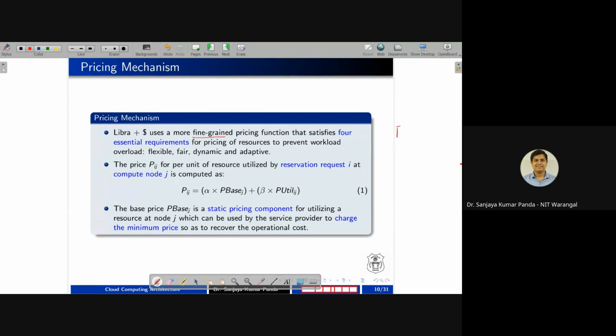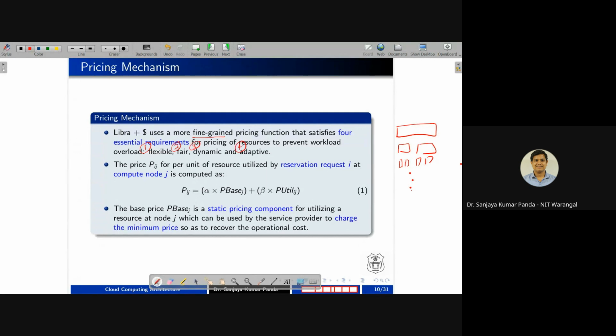Like I can decompose a particular component into two parts. Again, these two parts can be decomposed into another two parts, and so on, right? So up to what extent are we going to do this? When you go for fine grain, we define a system with smaller components. But when you go for coarse grain, we are showing the larger subcomponents. So here Libra plus dollar uses more fine grain, meaning smaller components. So that satisfies four essential requirements. What are the requirements? One requirement is flexible, another is fair, another is dynamic, another is adaptive.